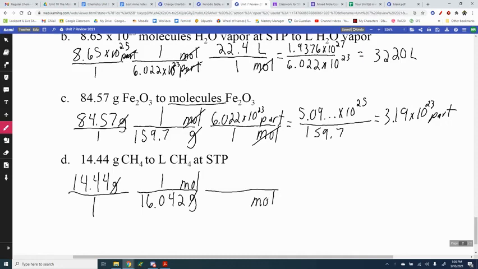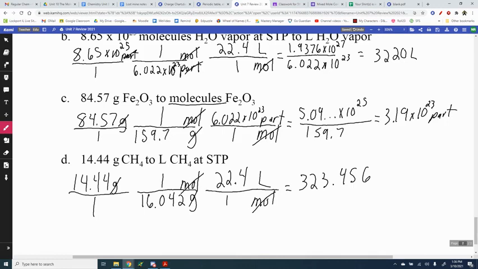Moles goes on bottom. We are converting to liters, so that goes on top. 1 goes next to moles. 22.4 goes next to liters. Moles cancel out. We're left with liters. That is where we want to be. So now we do our math. We multiply our top numbers. So 14.44 times 22.4. We get 23.456 divided by 16.042. We divide those and we get 20.2 liters. And that is that.